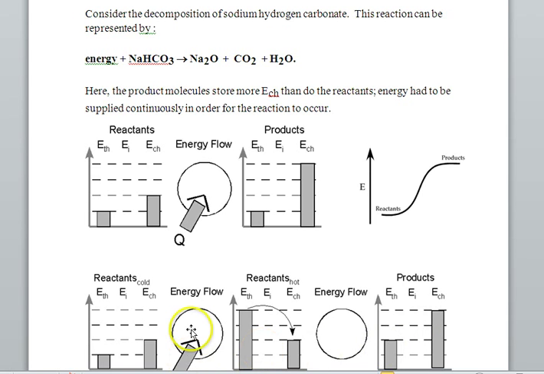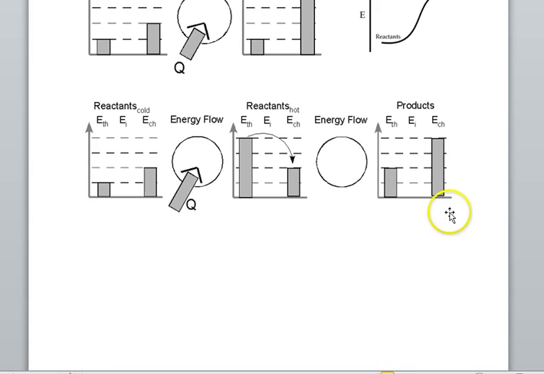When energy goes into the system and the products are higher energy than the reactants, it's endothermic, and that should match what you read about. Let's go through another example.